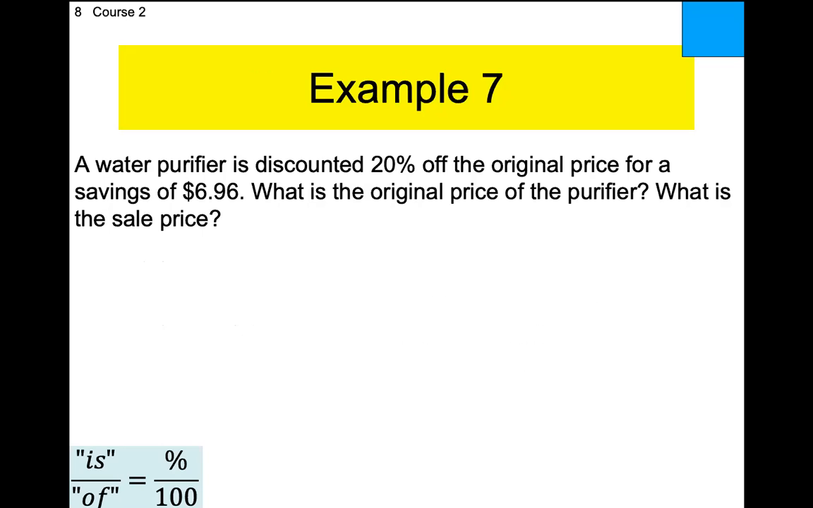A water purifier is discounted 20% off the original price, so it's one of those discount ones. Okay. The original sales price for a savings of $6.96. What is the original price of the purifier? What is the sales price?